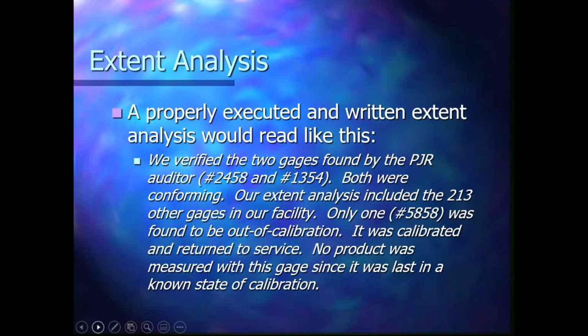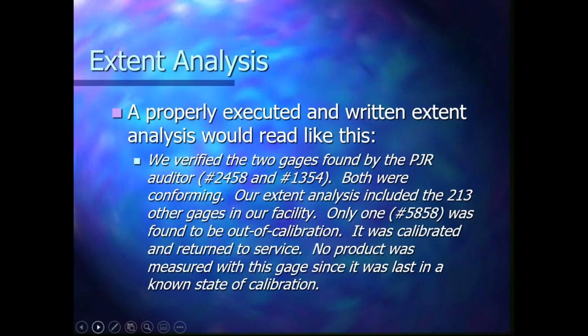So in this particular issue, the auditor appears to have found 2 gauges, number 2458 and 1354, that might have been out of control. So they say we verified the 2 gauges found by the PGR auditor. Both were conforming. Our extent analysis included the 213 other gauges in the facility. So I'm assuming then that there's 215 gauges. The 213 the organization looked at, and the 2 found by the PGR auditor in the company. Only one, number 5858, was found to be out of calibration.